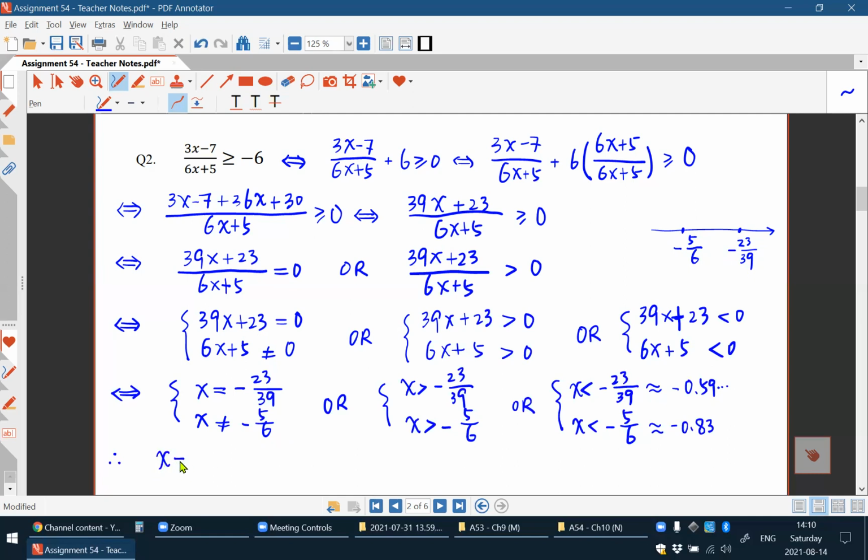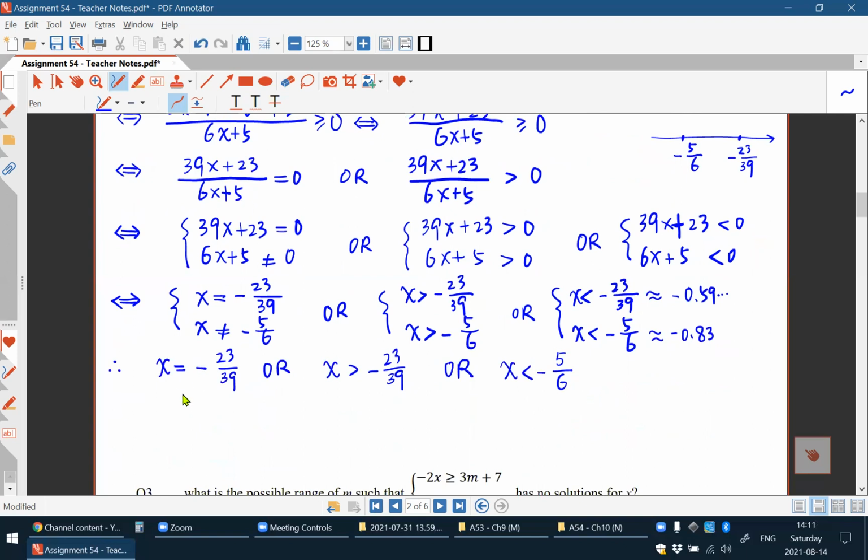All right, so the solution is, first, x can be exactly minus 23 over 39, or x should be larger than the two numbers. The overlapped area is x must be larger than the larger number, which is minus 23 over 39, right? Or x can be smaller than the two numbers, which is equivalent to x must be smaller than the smaller number, which is minus 5 over 6, right?